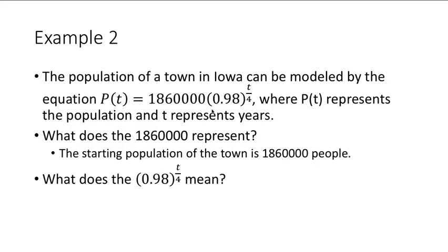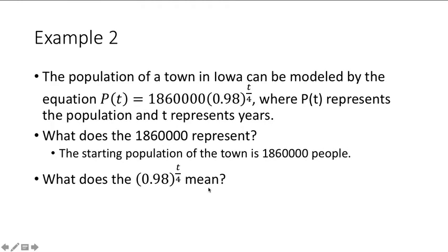Well, I know that the t represents years. Since we have 0.98, 0.98 is less than 1, so I know that that's going to be decay. So I need to figure out by how much this is decaying. Well, 0.98 is going to show a 2% decrease, because 1 minus 0.98 is 0.02, and 0.02 is 2%.